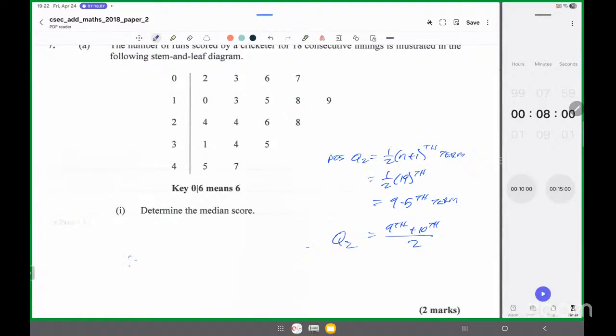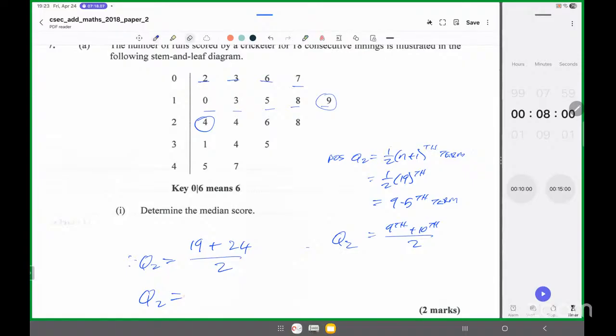So therefore, for Q2, you're going to count the 9th term. 1, 2, 3, 4, 5, 6, 7, 8, 9. This is the 9th term. This is the 10th term. See that? So you're averaging those two values. This value, remember now, is 19. Not 9, it's 19. That's 19 plus, this value is 24. Plus 24, I divide that by 2. Whatever that works out to is your Q2.